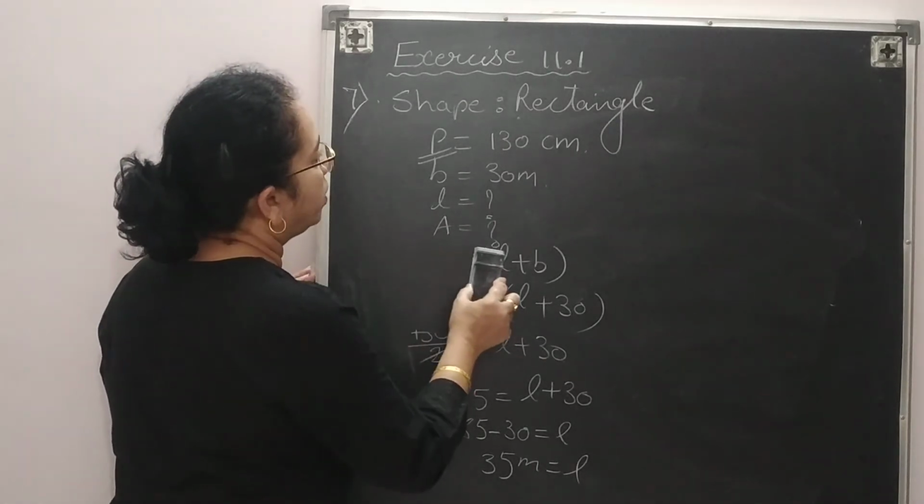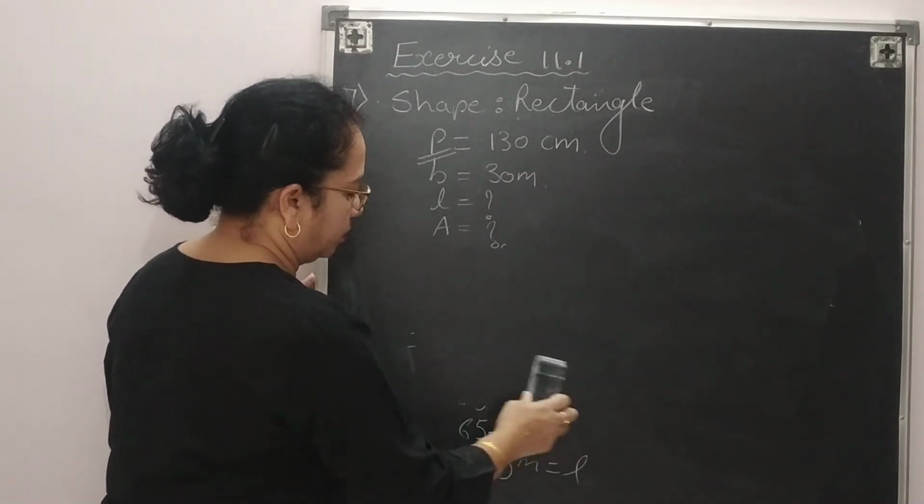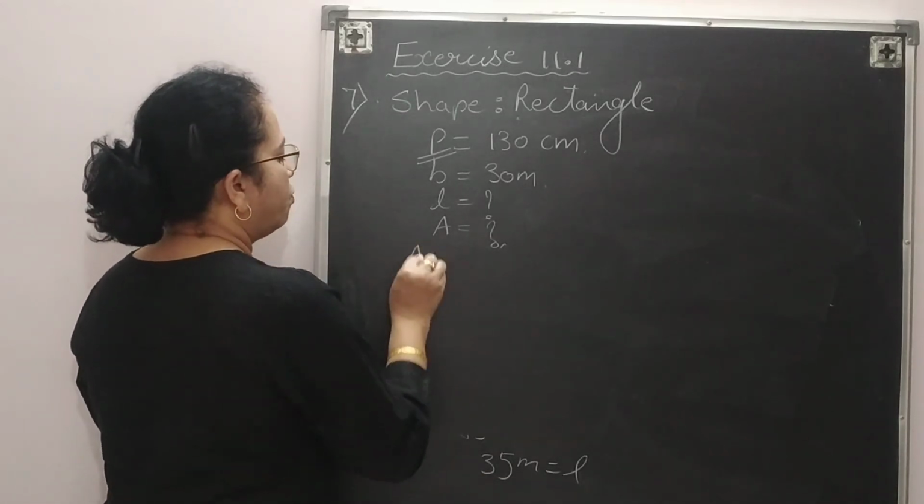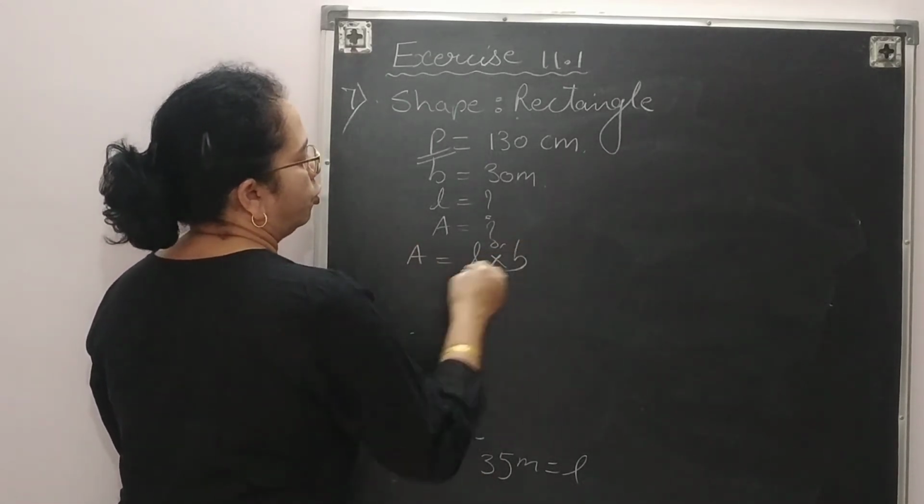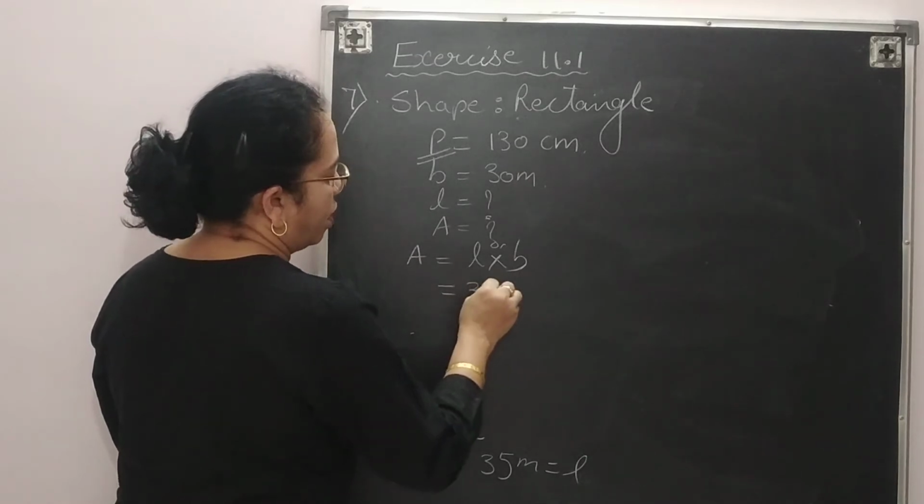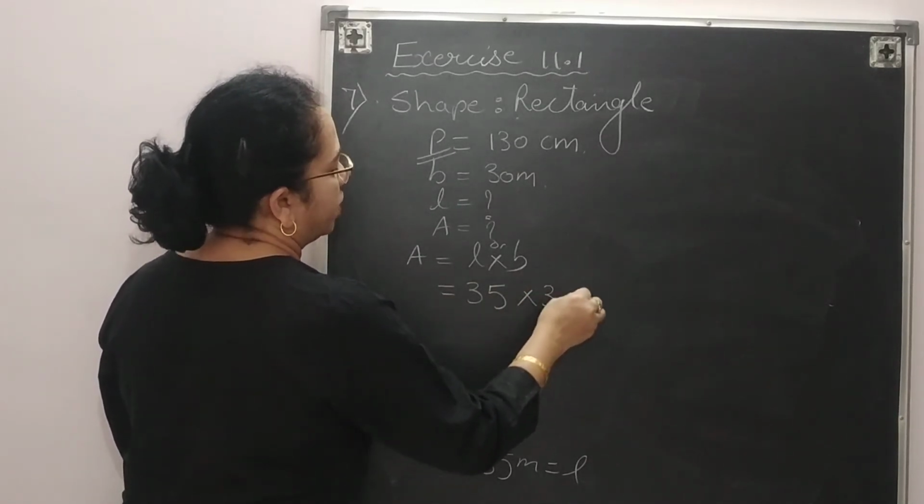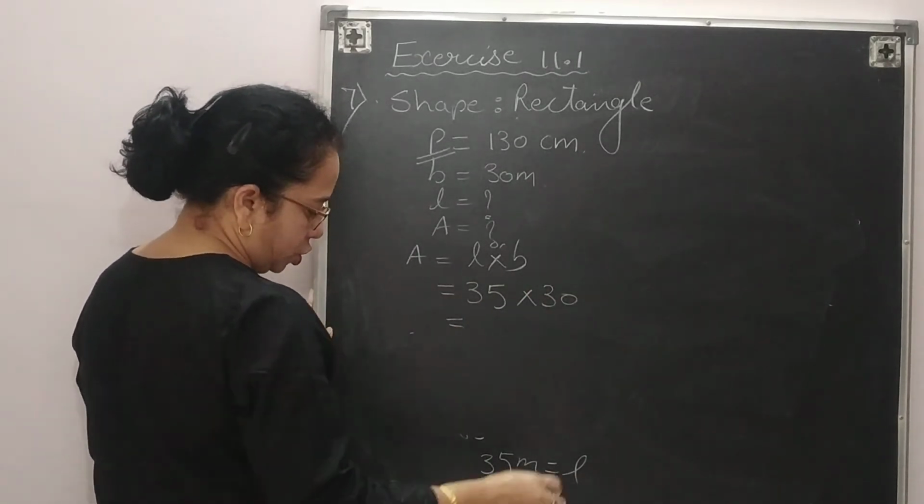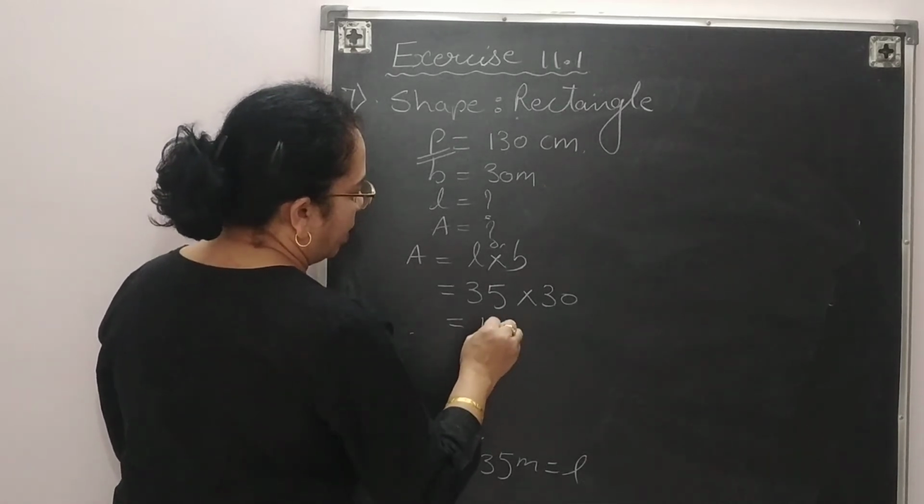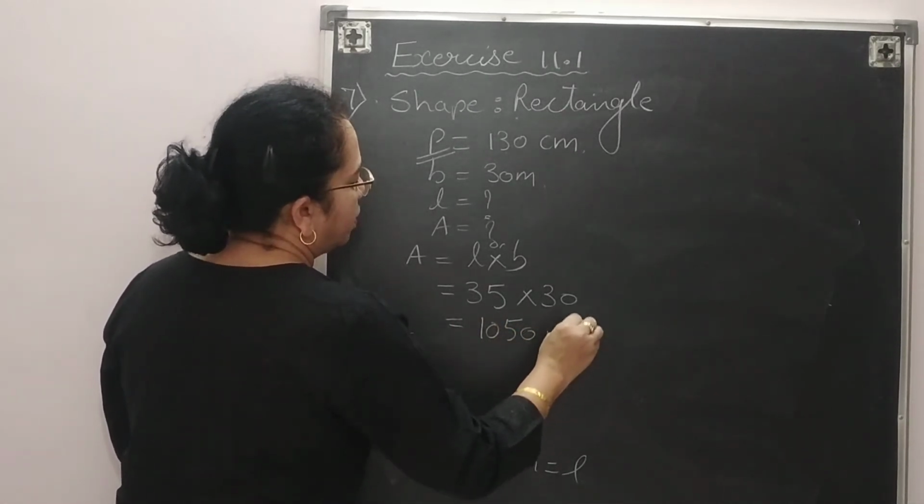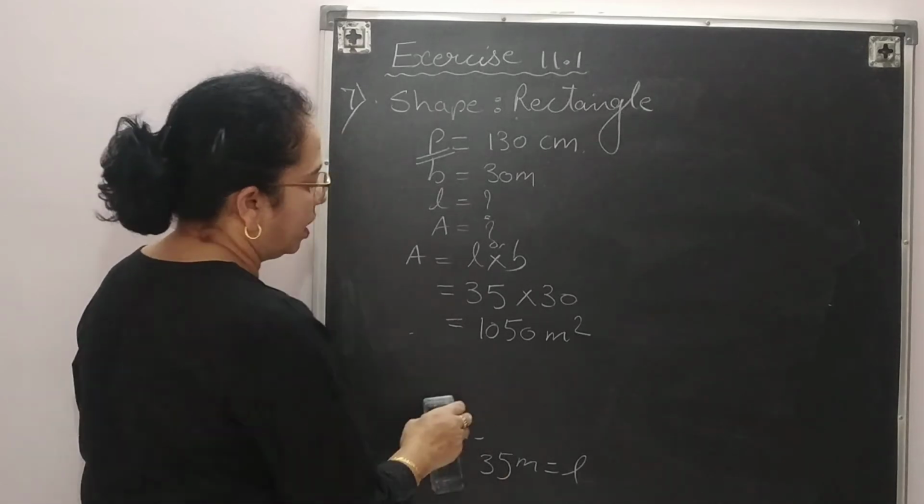Now we will find out the area of the rectangle. So area of a rectangle is length into breadth. Length we just found is 35 and breadth is given 30. Multiply these two numbers and you will get 1050 meter square. So this is the area.